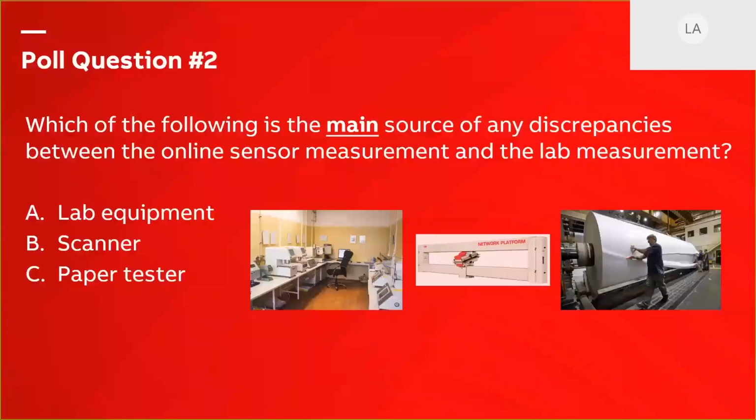I think maybe I gave away the answer for this question. So poll question number 2: Which of the following is the main source of any discrepancy between online sensor measurements and the lab measurement? Again, I would like your full participation and your honest answer. Don't just pick your answer based on what I was saying earlier. Based on your experience, is it A, the lab equipment, B, the scanner, or C, the paper tester?